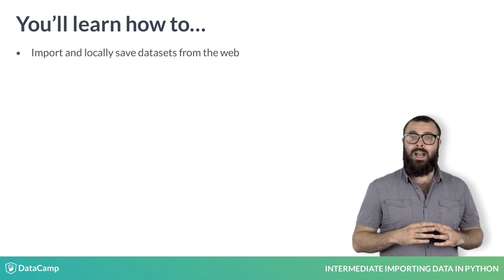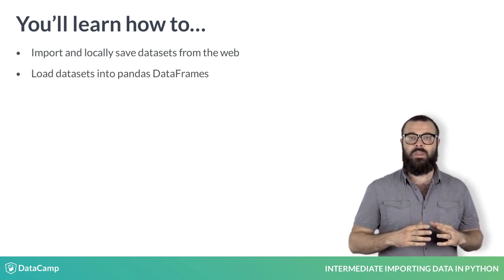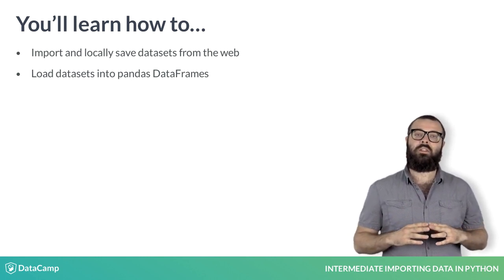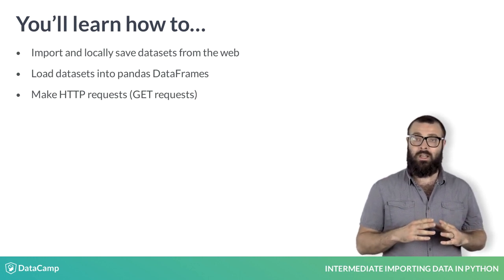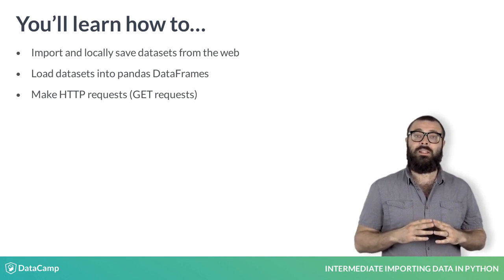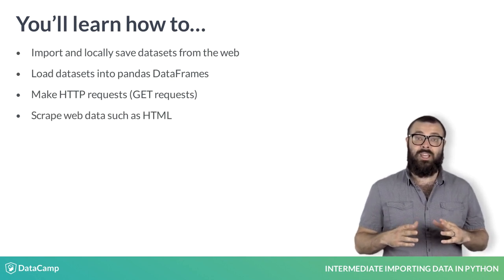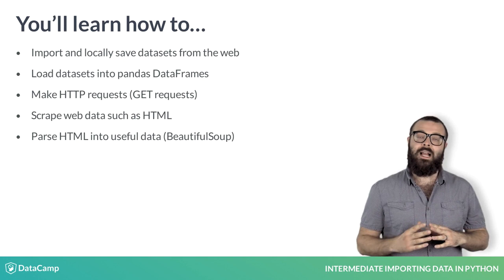You'll also learn how to load such datasets into pandas dataframes directly from the web, whether they be flat files or otherwise. Then you'll place these skills in the wider context of making HTTP requests. In particular, you'll make HTTP GET requests, which in plain English means getting data from the web. You'll use these new request skills to learn the basics of scraping HTML from the internet, and you'll use the wonderful Python package, BeautifulSoup, to parse the HTML and turn it into data.